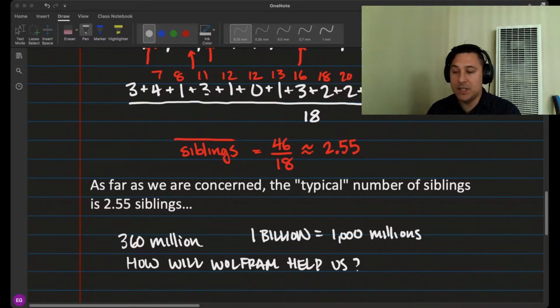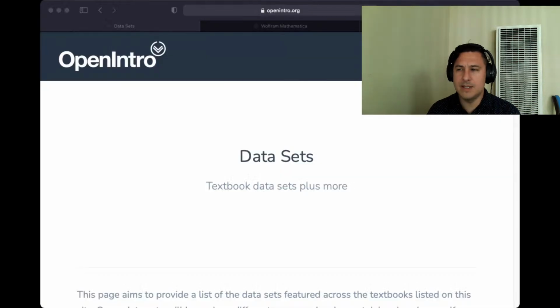So I'm going to change my screen so we can look at Wolfram. Okay, does everyone see, does it say datasets now? Okay, awesome, cool.